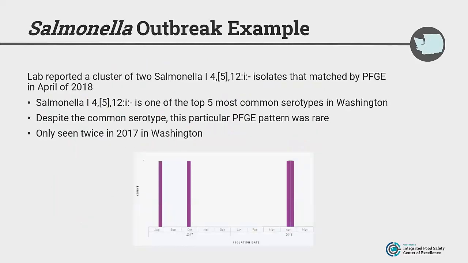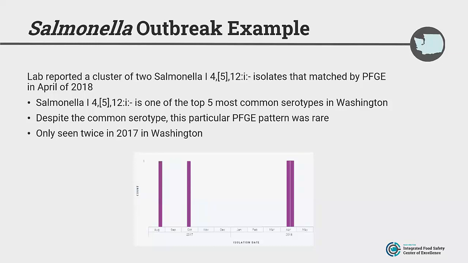I talked about the tuna outbreak as my first aha moment of how we could use PFGE and subtyping to define outbreaks. My second aha moment came with regards to whole genome sequencing. In April of 2018, our lab here in Washington reported a cluster of 2 Salmonella 14,5,12:i:- isolates that matched by PFGE. At this point, we were still using PFGE as our main cluster detection method, but whole genome sequencing was being run in parallel. The data was just not being actively analyzed and used in the cluster detection yet.